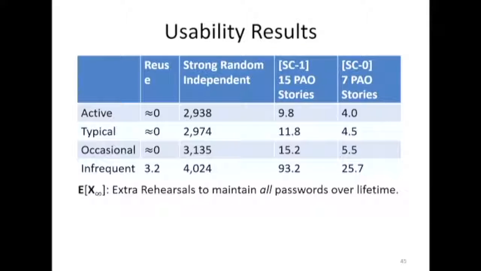All right, so as far as usability, we can run the same algorithm to predict how many extra rehearsals the user would need over his lifetime to remember these secrets. And here we can see that our active user is going to need somewhere between 4 and 10 extra rehearsals over his lifetime to remember all of these secrets. And in fact, most of these rehearsals are going to come within the first week after memorizing all the secrets. So in the first week, you might have to annoy the user a few times, but after that first week, most likely the user is going to continue to remember all of the secrets that he's remembered.